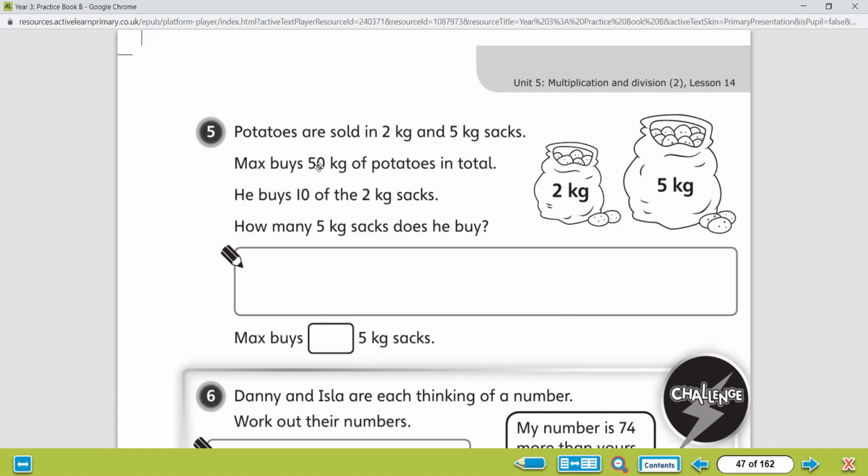You've then got to take that number away from 50, and that will tell you how much of those he's got, but it won't tell you how many bags he's bought. You've then got to divide that number by 5. So you've got 3 sums to have a go at there. You've got to do 10 lots of 2, take it away from this, and then that answer you've got to divide by 5.